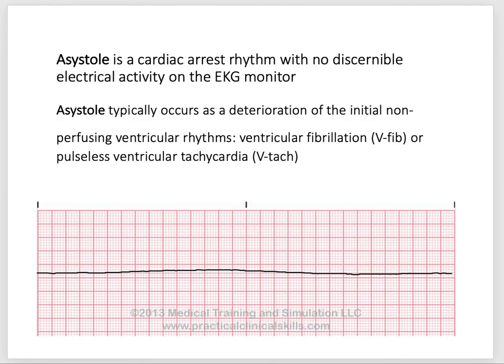So asystole usually happens because the heart is deconditioned. Usually they're first going to go into some ventricular rhythms. We'll look at those. You see VFib. Usually VFib will go into VTach. And then from that, usually you end up with asystole.